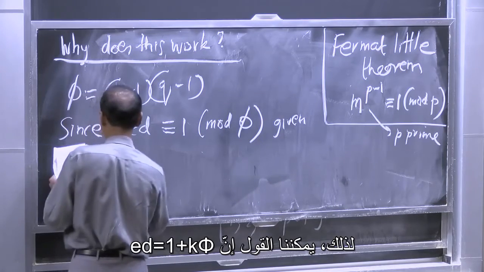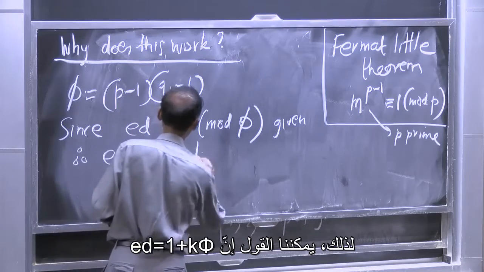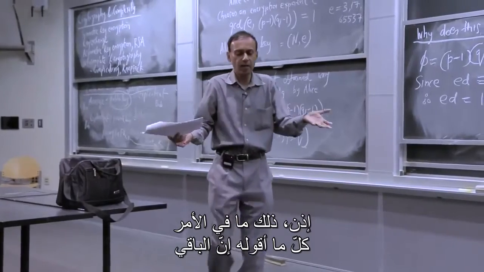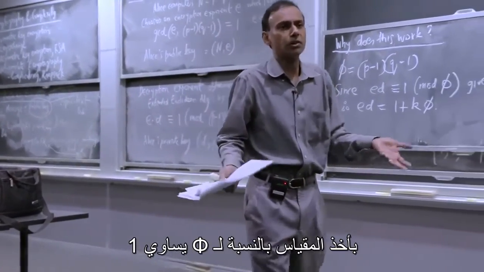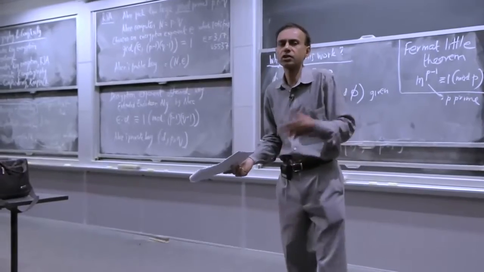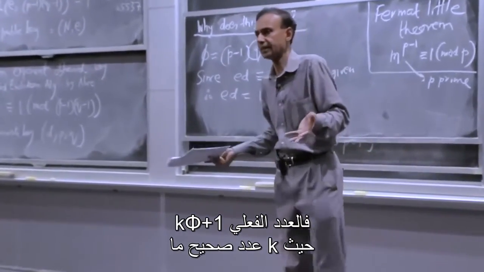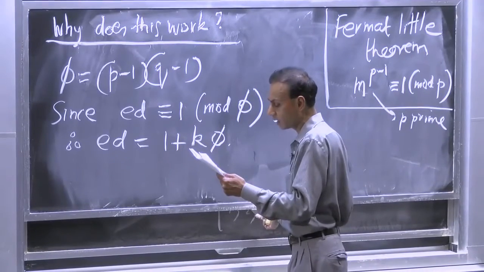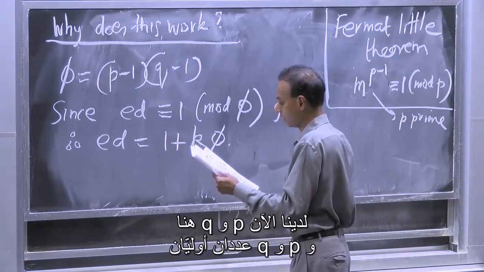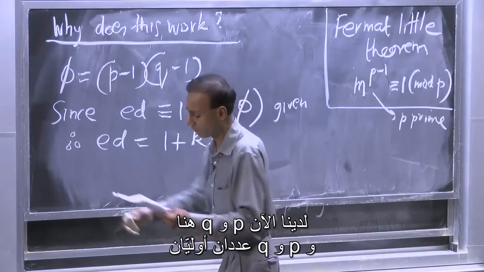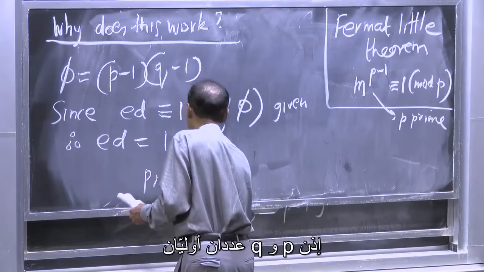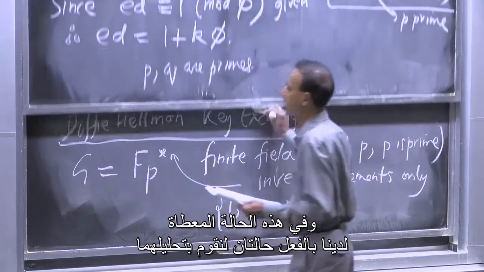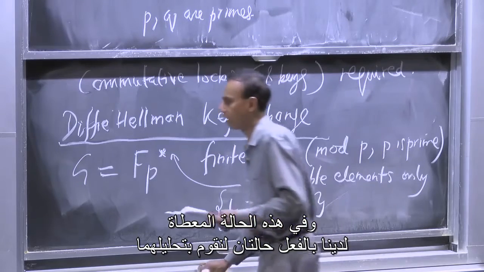Therefore, we can say that ED equals 1 plus k phi. That's all I'm saying: the remainder, when you took the mod with respect to phi, was 1. So the actual number was 1 plus k times phi, where k is some positive integer. Remember that p and q are primes. And given that, we really have two cases to analyze.